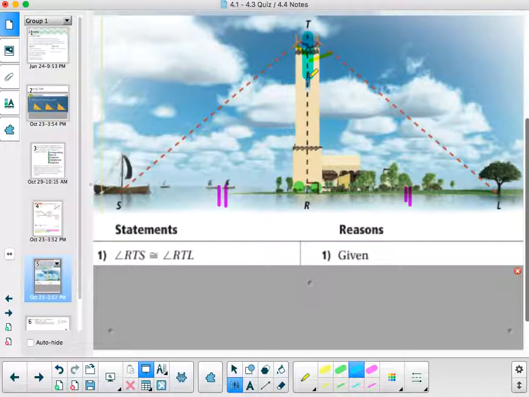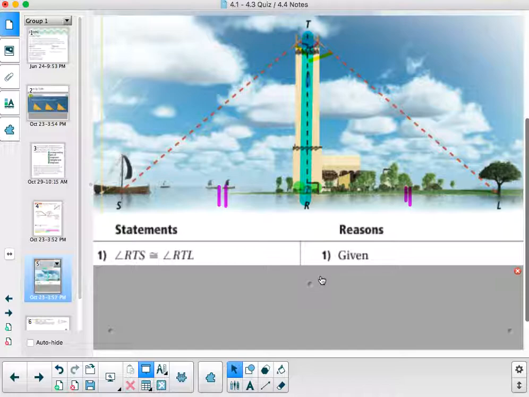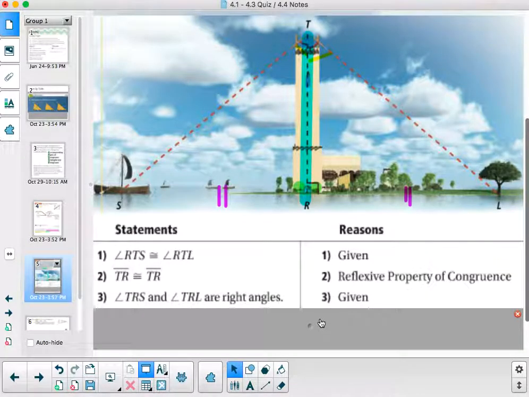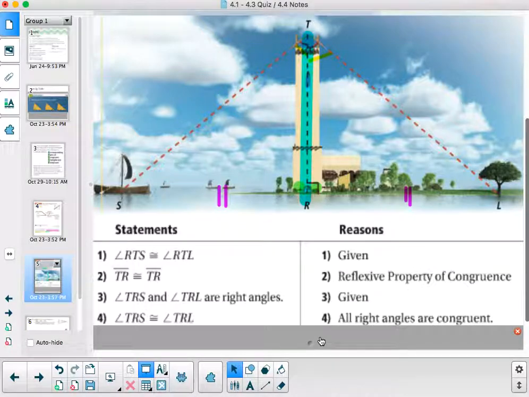two triangles share RT. Okay, so I'm going to have to bring that up, and that is through the reflexive property. You can say that RT is congruent to RT, or you could say that TR is congruent to TR. Now, the other given that was brought up was the fact that TRS and TRL are both right angles. And there was a theorem that once upon a time we learned about. We learned that all right angles are congruent to one another.